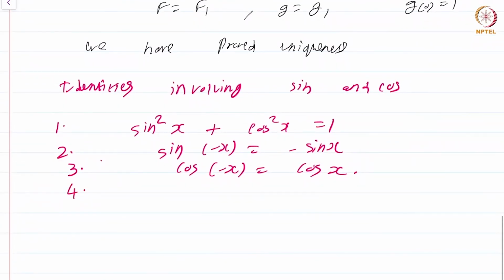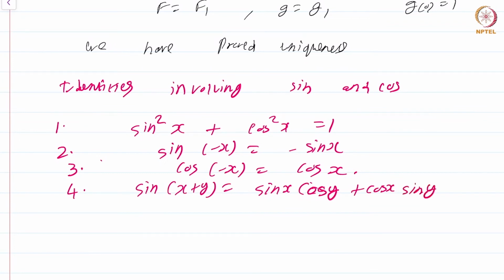Okay. 4 is the famous sine rule. Sine x plus y is sine x cos y plus cos x sine y. And number 5, cos of x plus y is equal to cos x cos y minus sine x sine y.